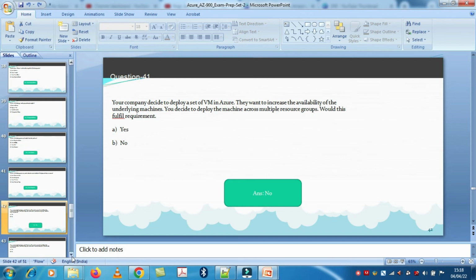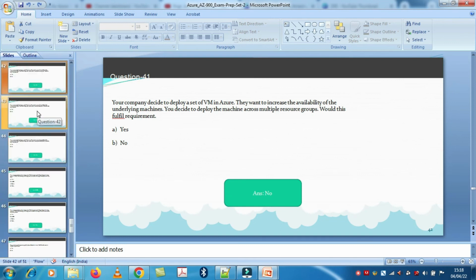Now moving to the next question, that is question number 42. Your company decides to deploy a set of VMs in Azure. They want to increase the availability of the underlying machine. You decide to deploy the machine across multiple subscriptions. Would this fulfill the requirement? What does it do with multiple subscriptions? If you have to increase the availability of your VM, your failover should not be low. What does it do with the subscription? Nothing, right? So again, the answer is no for this one.